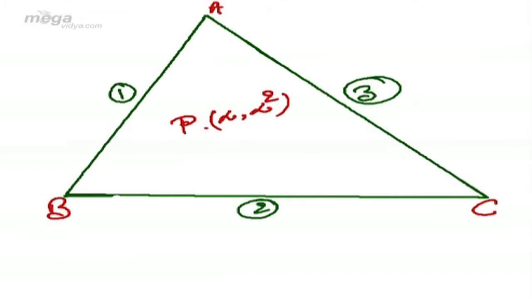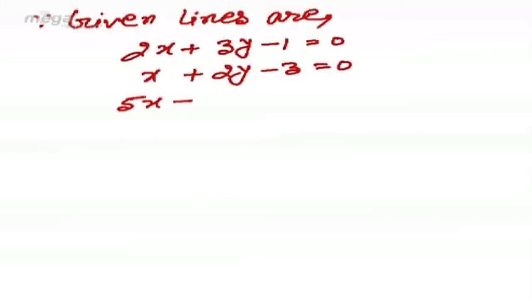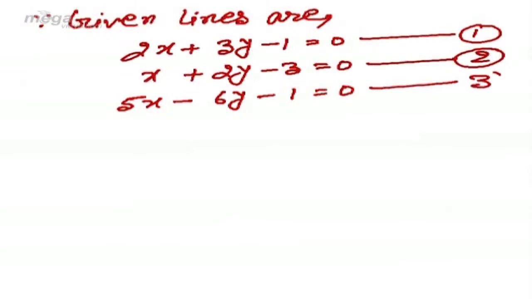First of all, we'll find these three vertices. Once you get these three vertices, then we will use the condition that 2 points will lie on the same side of the straight line or different sides of the straight line. So I'm writing here, since given lines are 2x plus 3y minus 1 equal to 0, x plus 2y minus 3 is equal to 0, 5x minus 6y minus 1 is equal to 0. These are three straight lines. Suppose line 1, line 2, and line 3.